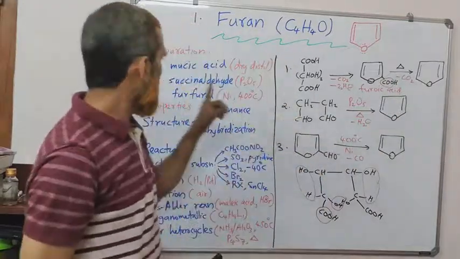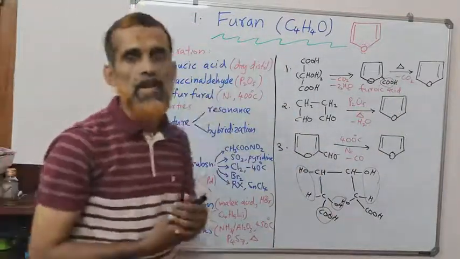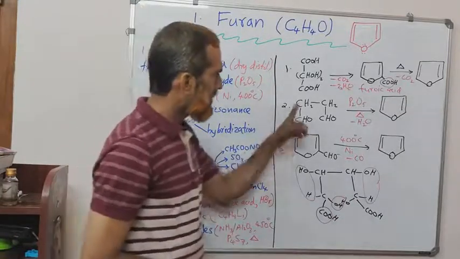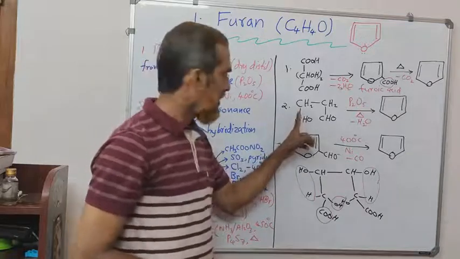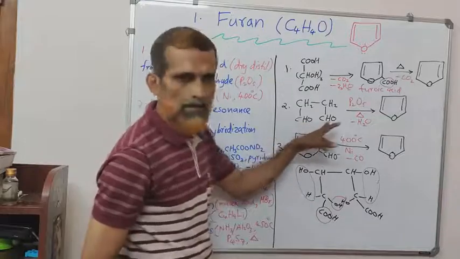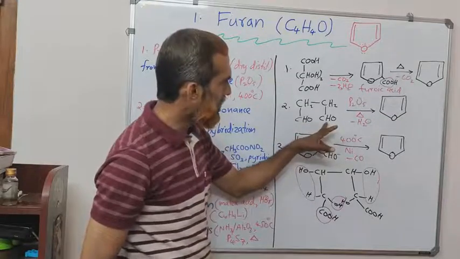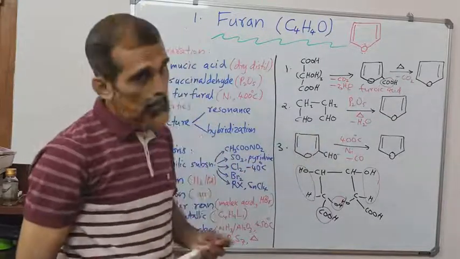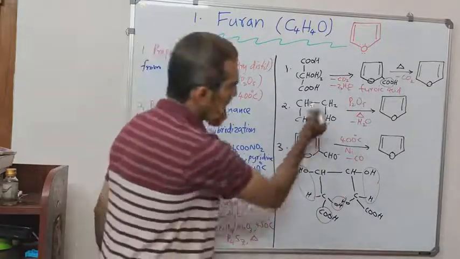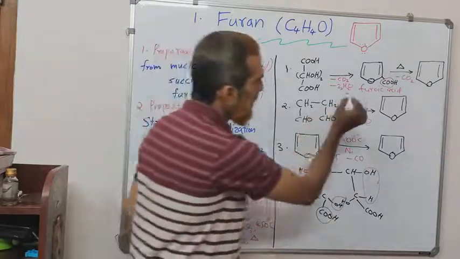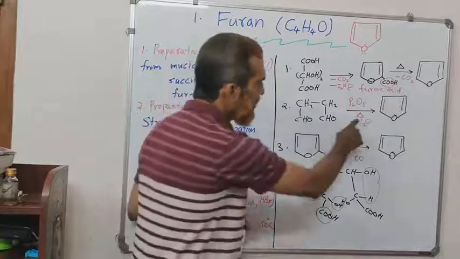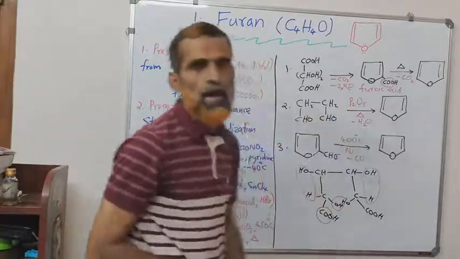The next one, starting from succinaldehyde. You know succinic acid, we have discussed earlier. That is a 1,4-dicarboxylic acid, and this is the aldehyde analog. So this is 1,4-dicarbaldehyde, 2 aldehyde groups. So this is succinaldehyde, which on heating with P2O5, that is a dehydrating agent, loses 1 molecule of water and forms furan.